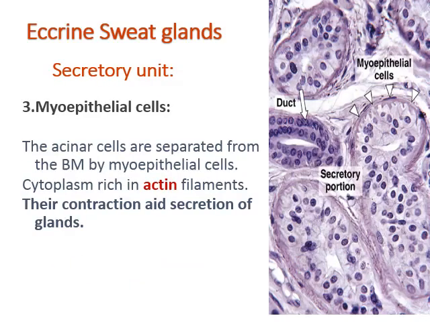The third cell present in the secretory unit of the eccrine sweat gland is the myoepithelial cell, which is present between the two types of cell, dark and clear cells, and the basement membrane. This cell is rich in actin filaments, which help by their contraction in the secretion of the gland.